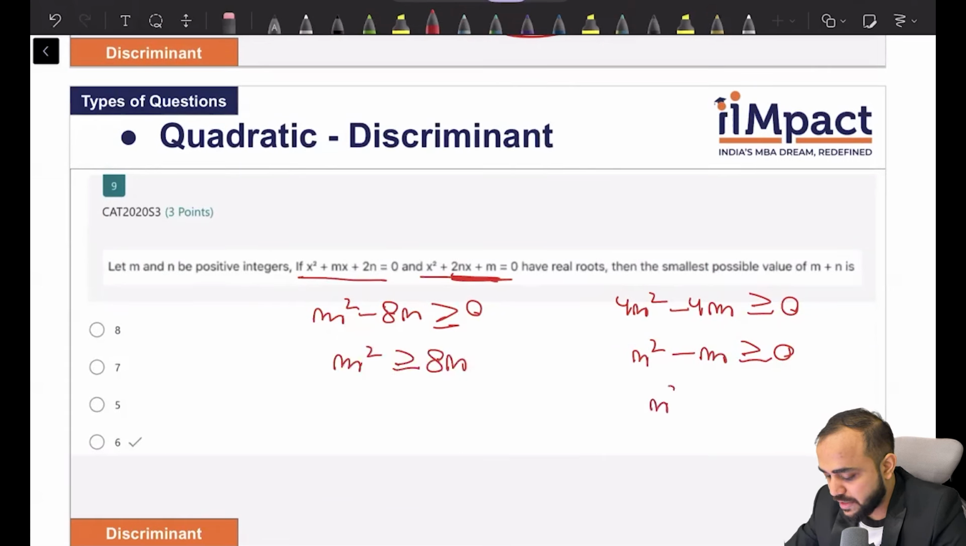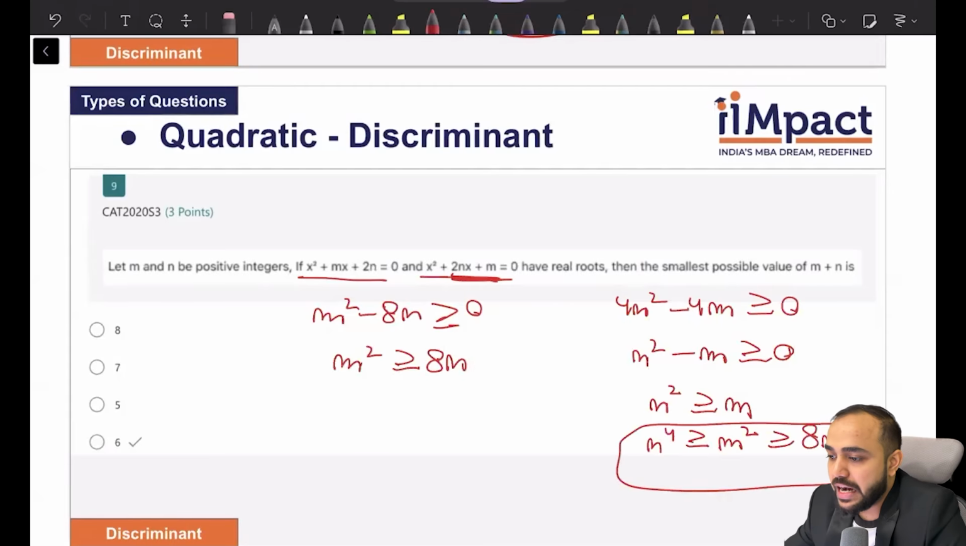So I can write this as n square is greater than equal to m. Now because m and n are both positive, can I square these? Yes, I can square this. I will get n to the power 4 is greater than equal to m square, which is already greater than equal to 8n. Using this, you can arrive at the values of n, and then you can arrive at the value of m.